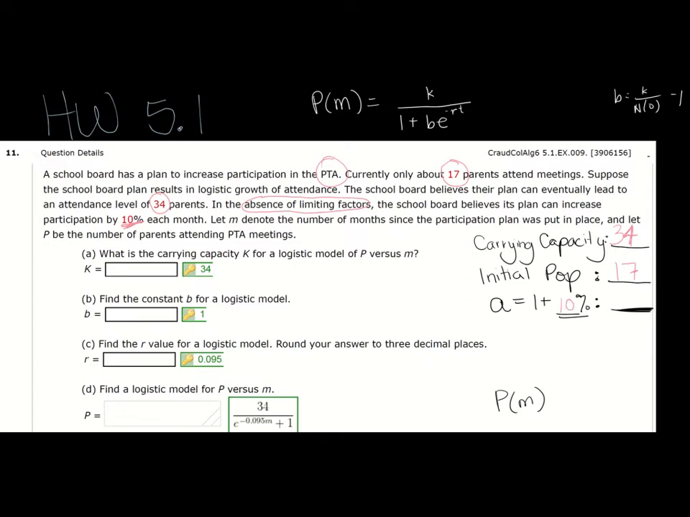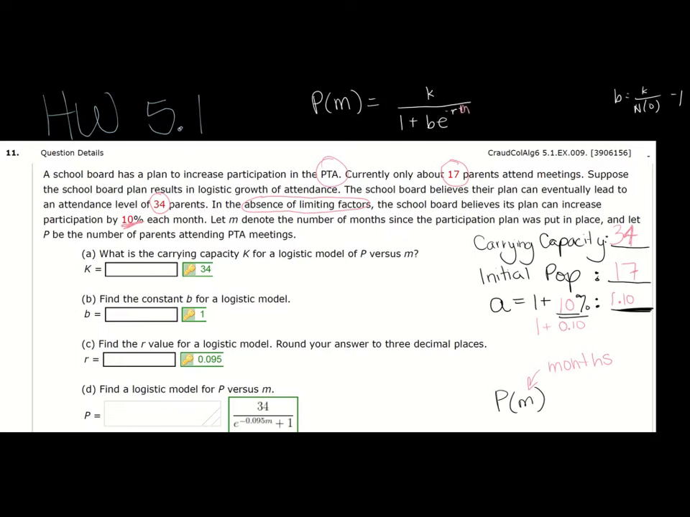So we are really growing by 1 plus, we're going to change that from a percent to a decimal, 0.10. That A value, the growth factor, if we were unlimited in our growth, would be 1.10. I'm just adding those numbers together, that percentage there. Okay, let M denote the number of months since the participation plan was put in place, so this would be like T in our previous models.